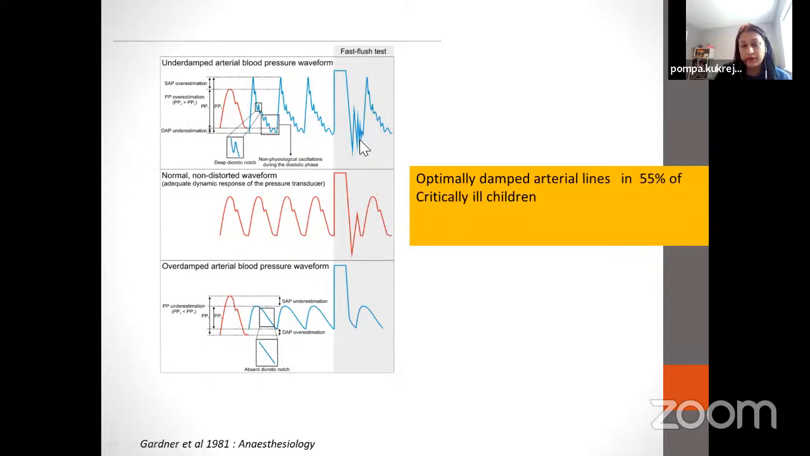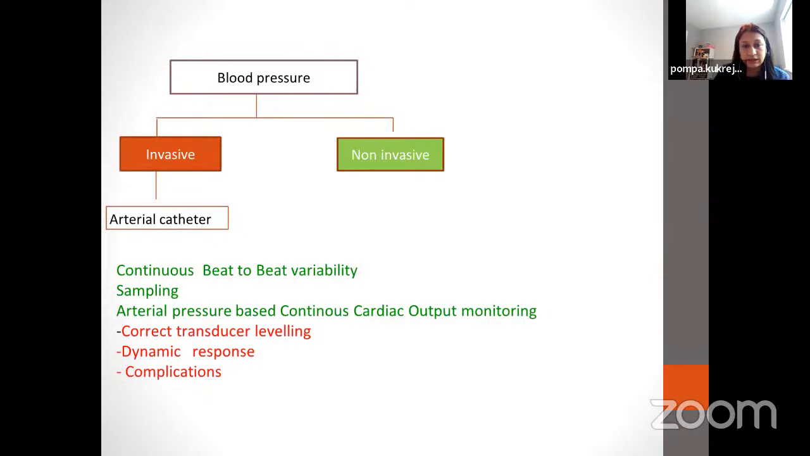Now in children, I think we don't routinely do it. I don't know the practice. I don't know if you do it in theaters, but I haven't seen that as a common practice in ITU, but I think we should. And especially in children above 10 kilos, it's possible. It's not impossible to do it, but it's not a routine and common practice.